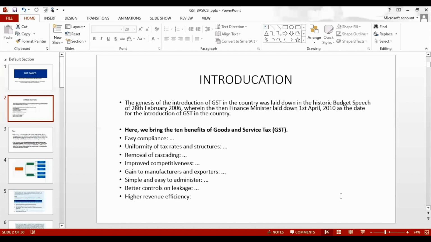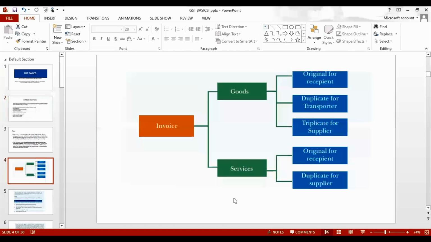Next, I have an invoice. From that invoice, I want to explain how a bill will be generated. In this invoice, I have goods and I am providing service. In any bill, there are two ways of transaction. One is a goods-based transaction. Another one is a service-based transaction. How will it be generated basically?